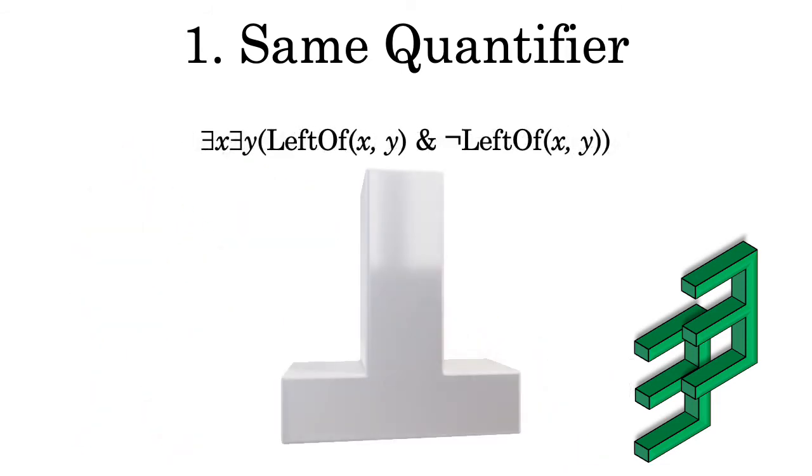Now let's look at a statement that on the surface looks very similar to the previous statement, but is in fact very, very different. Whereas the previous statement said, there exists an x and a y such that x is to the left of y, and there exists another x and y such that x is not to the left of y. This says there exists a single pair of x and y such that x is both to the left of y and not to the left of y. That's obviously a contradiction, and what I hope this shows you is that you really do need to be very mindful of the scope of the quantifier.